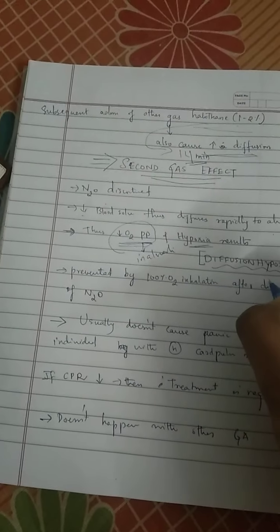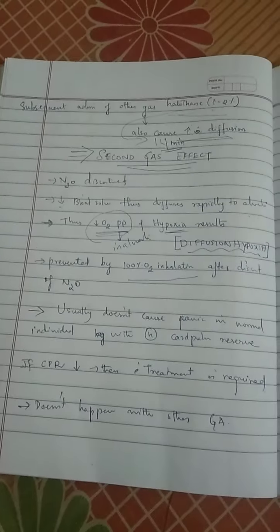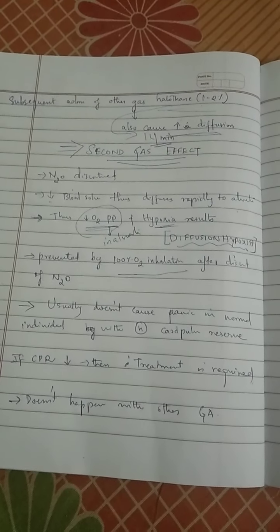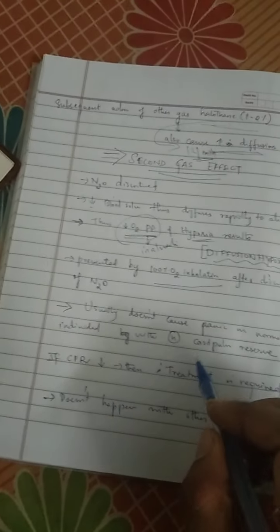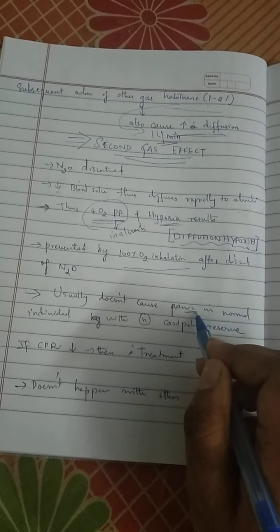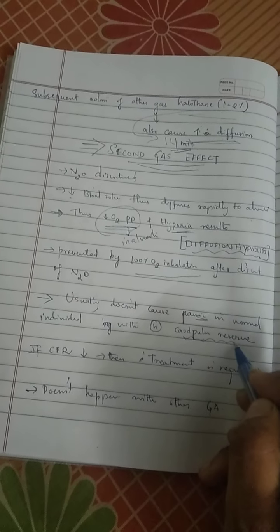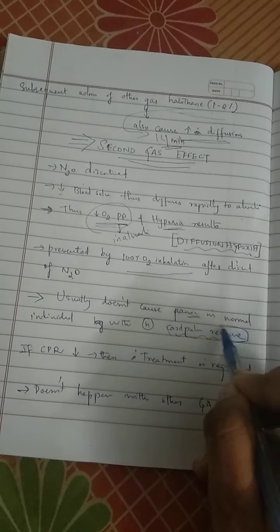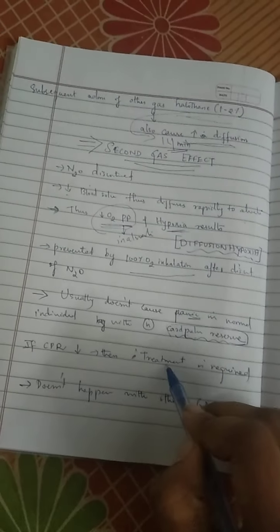This diffusion hypoxia can be prevented by administering 100% O2 inhalation after abrupt discontinuation of the N2O. Usually it doesn't cause any panic in individuals whose cardiopulmonary reserve is normal. But when the cardiopulmonary reserve is disrupted or low, then this diffusion hypoxia results. So for that patient, treatment is required.